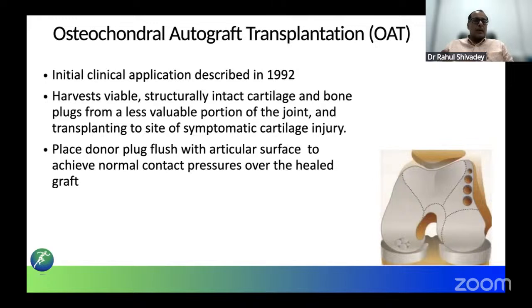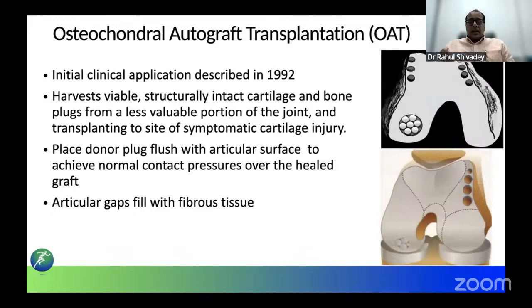We take a plug of an osteochondral unit, which contains the cartilage as well as the subchondral bone, and we put it flush with the articular surface so that normal contact pressures will be there. And if there are any gaps, these gaps can be filled with fibrous tissue.